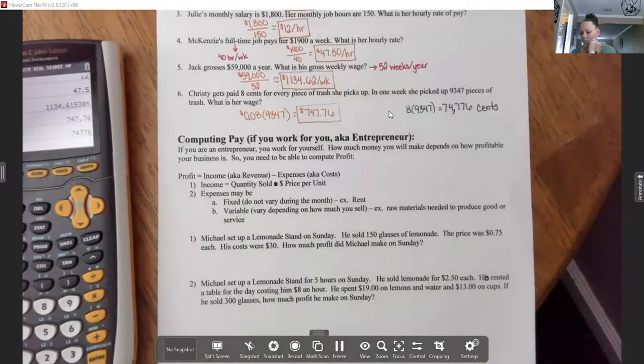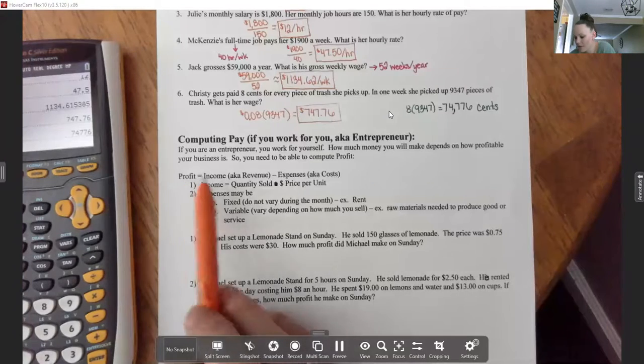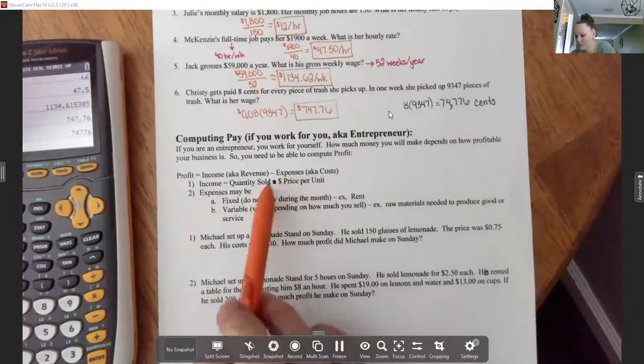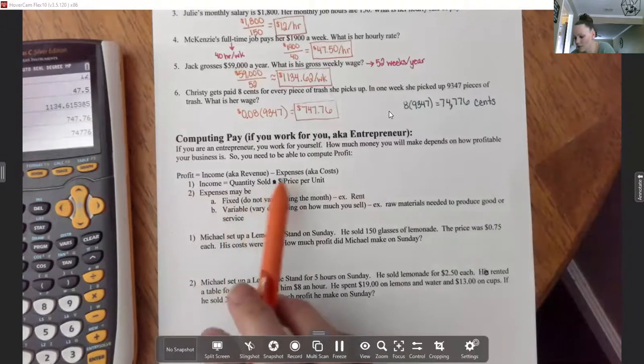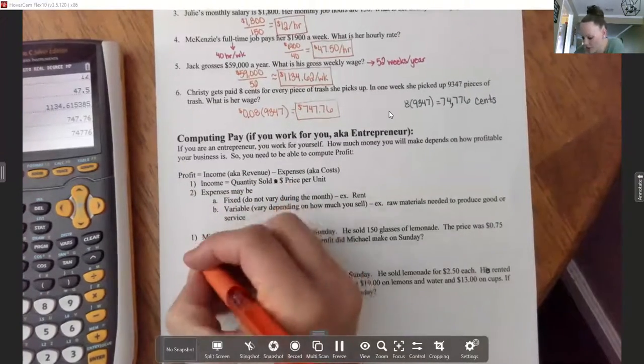All right, so here on number 1, Michael set up a lemonade stand on Sunday. He sold 150 glasses of lemonade. The price was 75 cents each. His costs were $30. How much profit did Michael make on Sunday? Okay, so to get profit, we need income minus expenses. So we need to calculate our income. Income is the quantity sold times the price per unit.